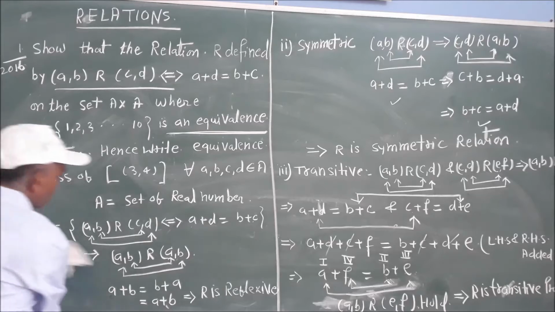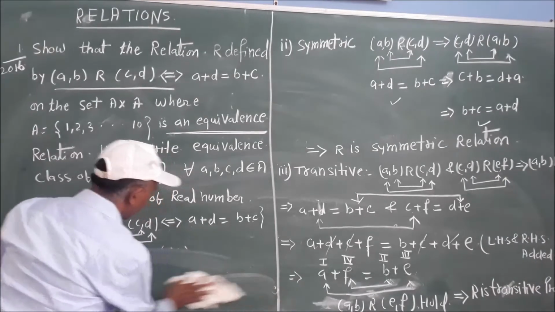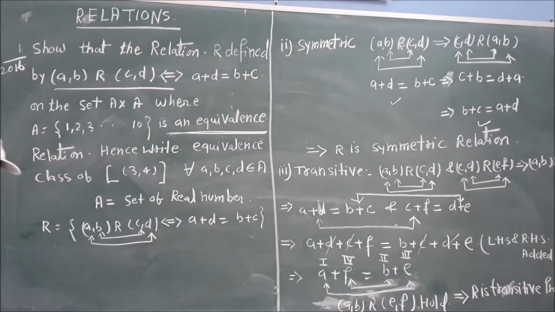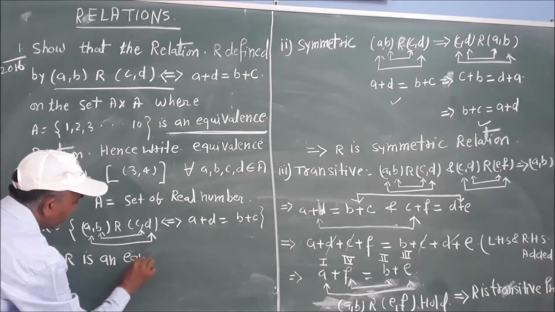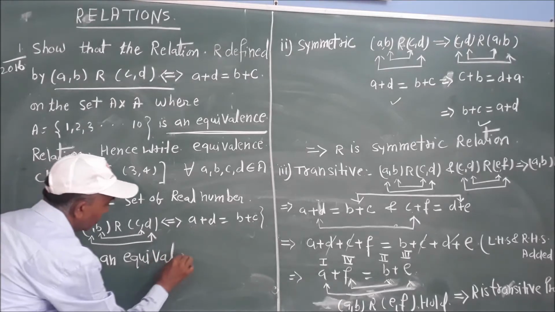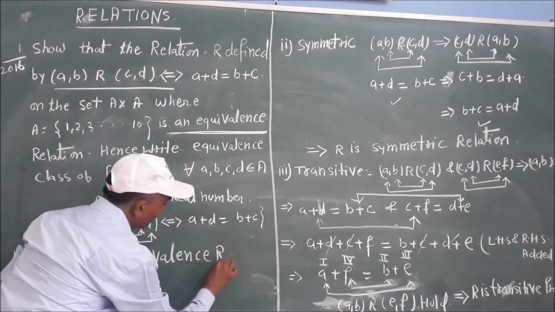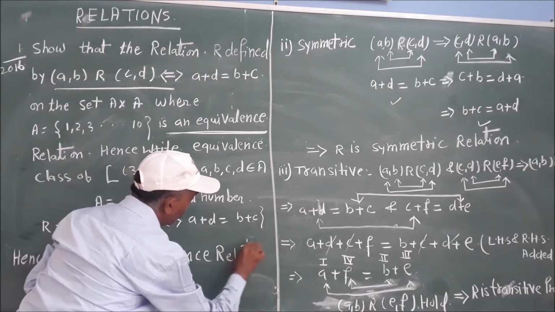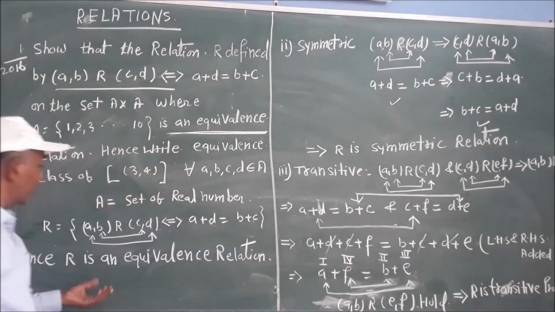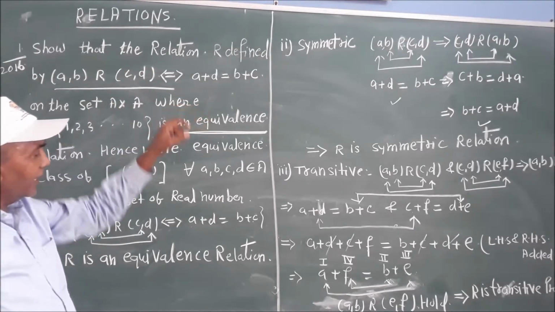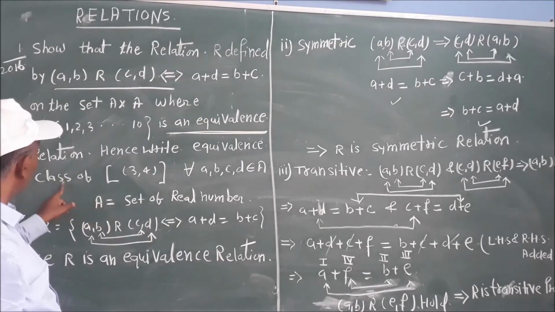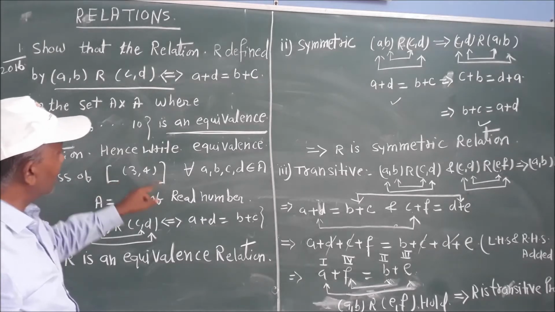So we can write here, hence R is an equivalence relation, or it follows all the properties of an equivalence relation, which are reflexive, symmetric and transitive. After that we have to find the equivalence class of 3, 4.